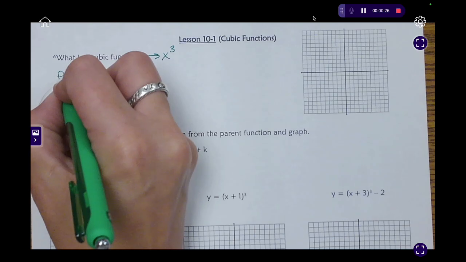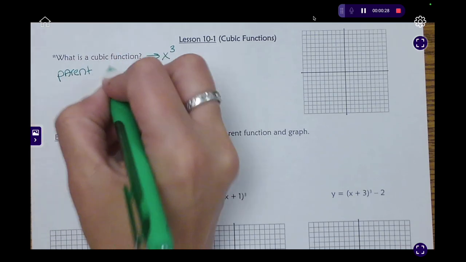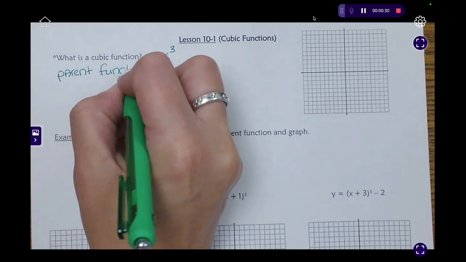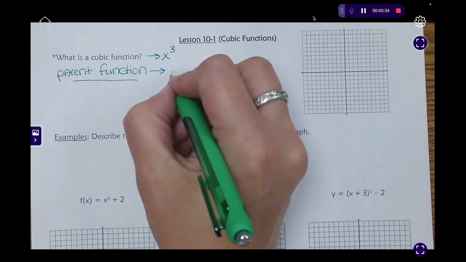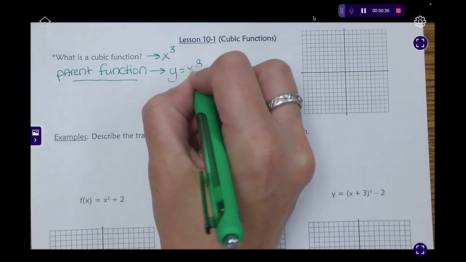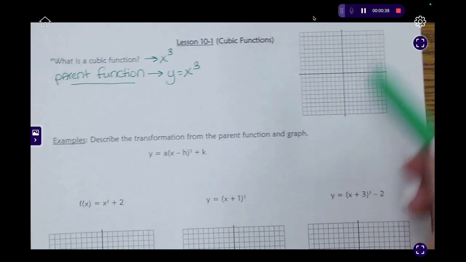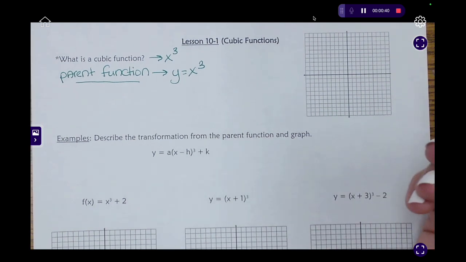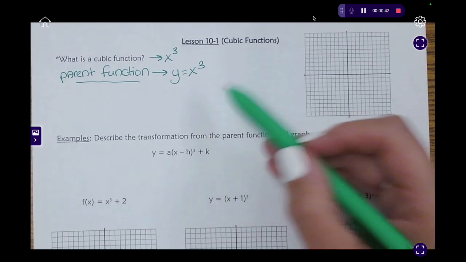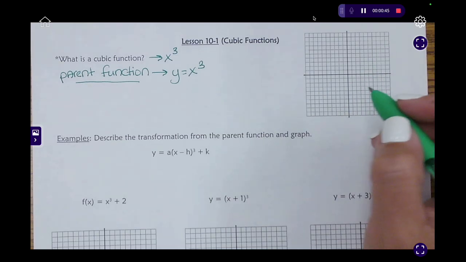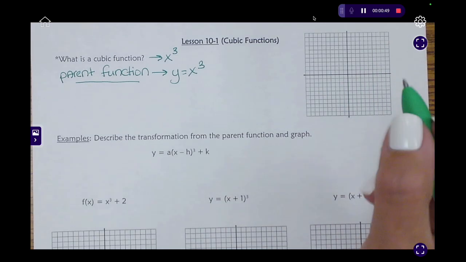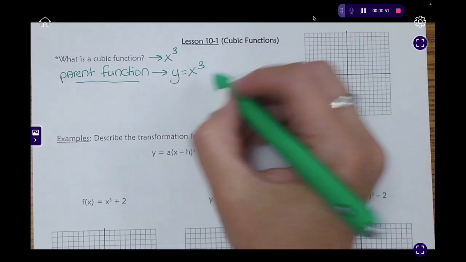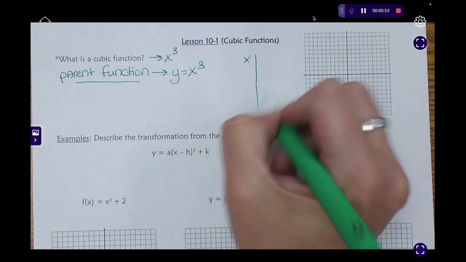When we look at this, remember the parent function is your most basic type of graph that you can have. And looking at our parent function for a cubic, it's just going to be y equals x to the third. Okay? And again, like we've done already with the square root functions, we are going to graph this and we're going to see how those transformations change it, but we're going to graph it based off of that parent function. So when I look at a parent function, I'm going to create my table.